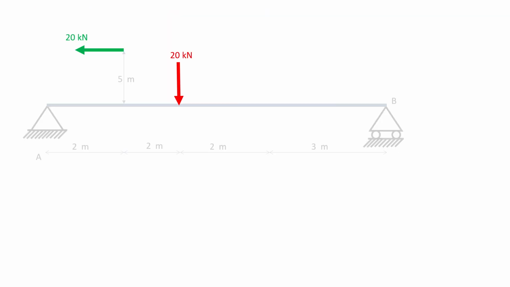Now, simplifying this 10 kilonewton force into horizontal and vertical resolutions. This is 60 degrees. Horizontal component will be 10 cos 60 degrees. Vertical component will be 10 sin 60 degrees.